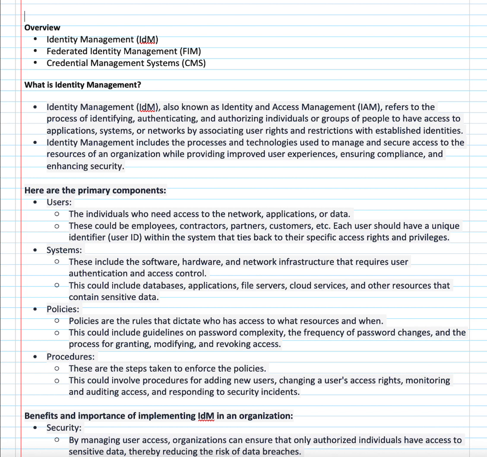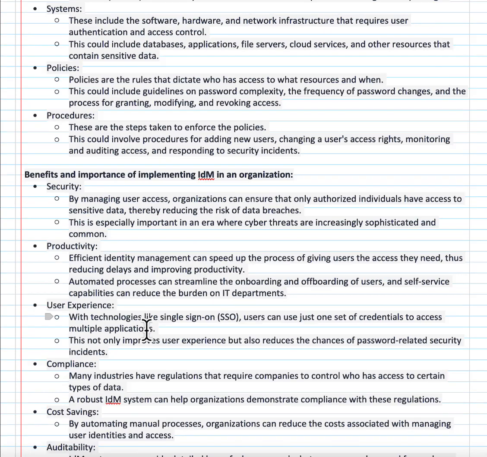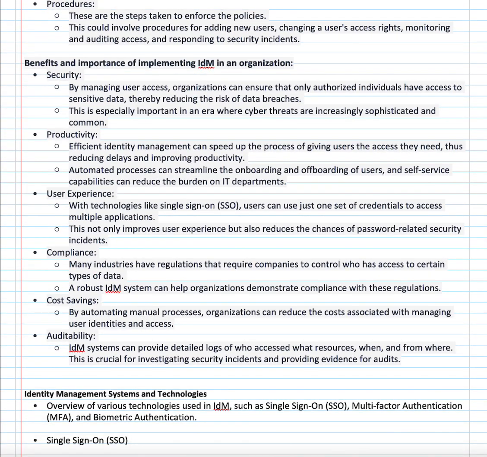So again, the primary components are users, systems, policies, and procedures. And if you keep those in mind and try to keep it as simple as you possibly can, as it relates to identity and access management, it'll make your life a whole lot easier. And it will also make it easy to communicate with others around what you're actually asking for.